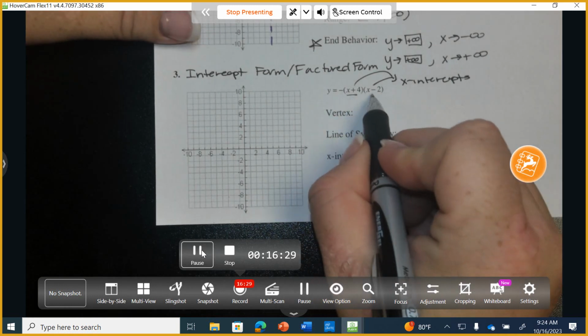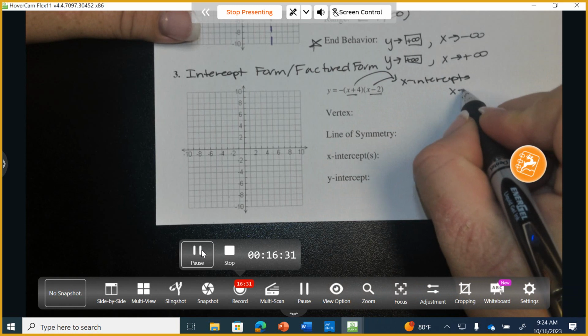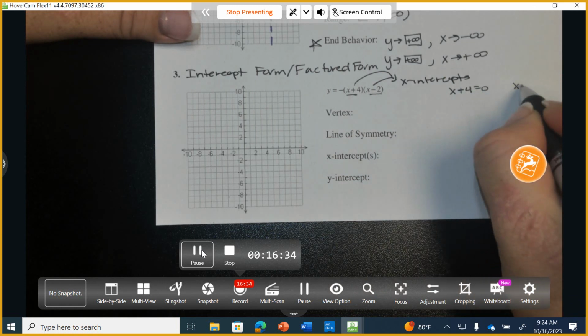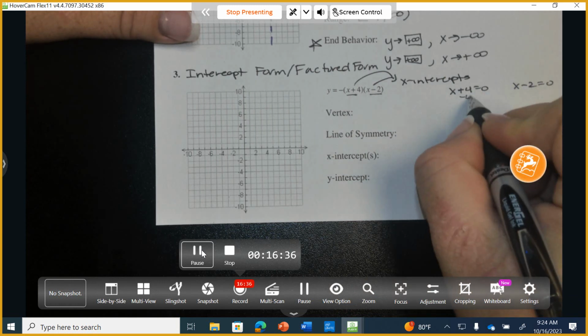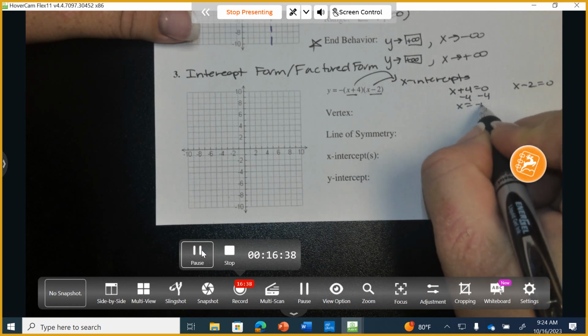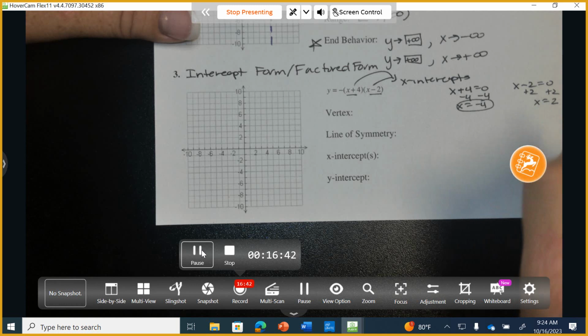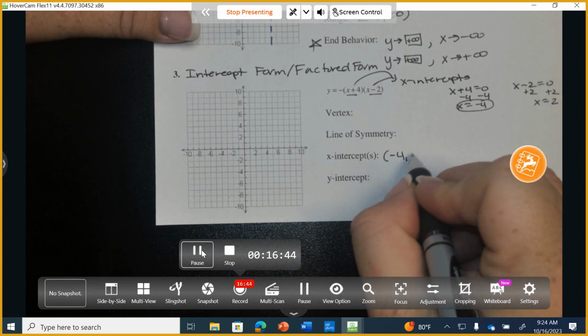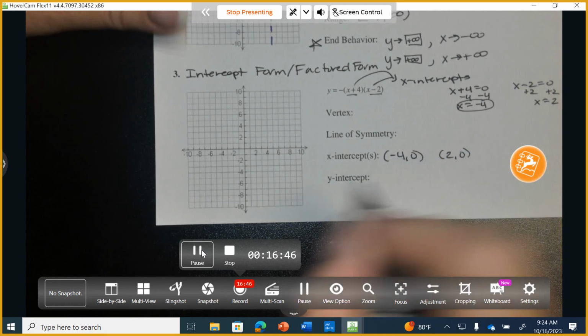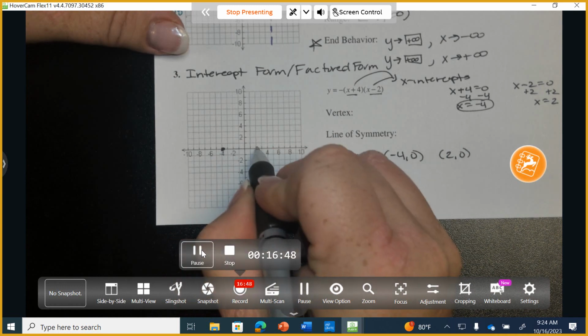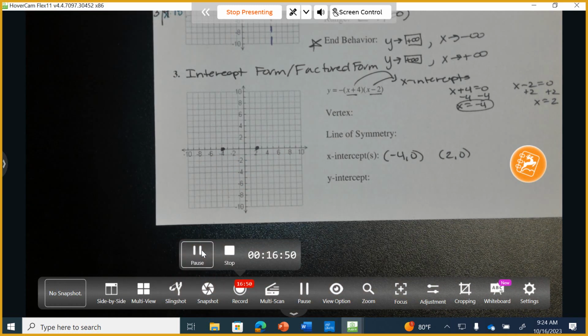We're going to take each one of these factors and I'm going to set it equal to 0 and I'm going to solve. Some of you can do this in your head. So subtract 4 from both sides, x equals -4, add 2 to each side, x equals +2. So the x-intercepts would be (-4, 0) and (2, 0).